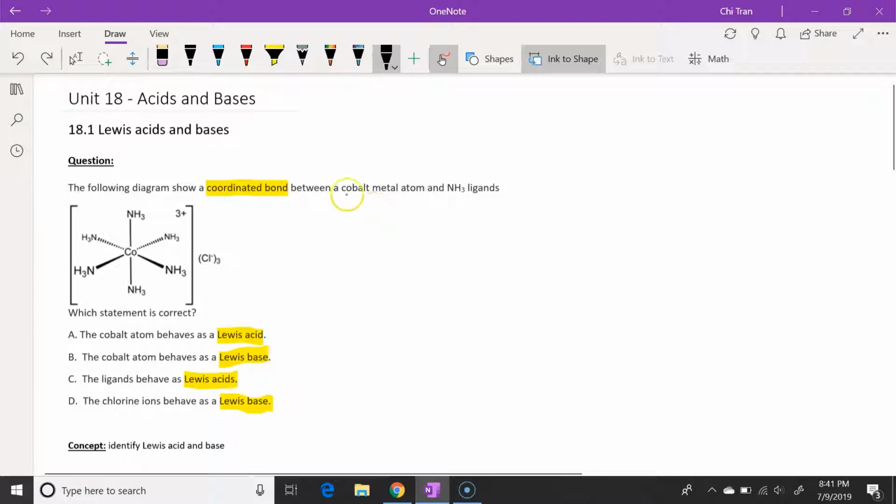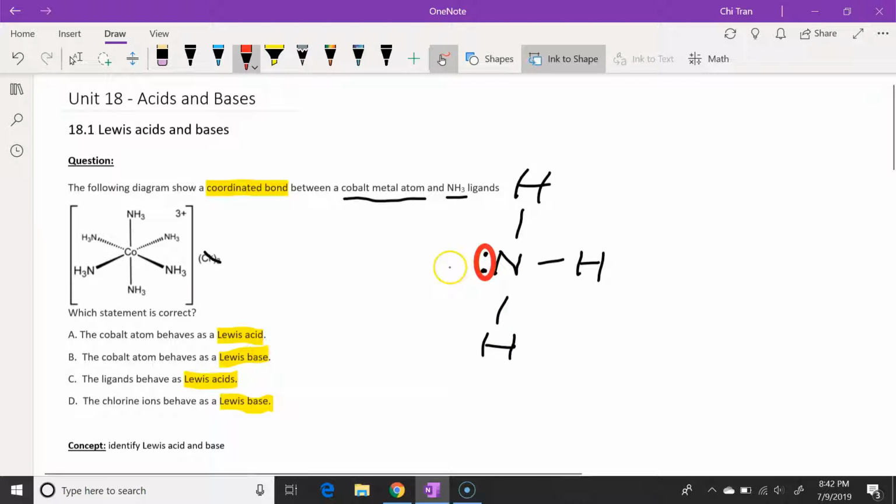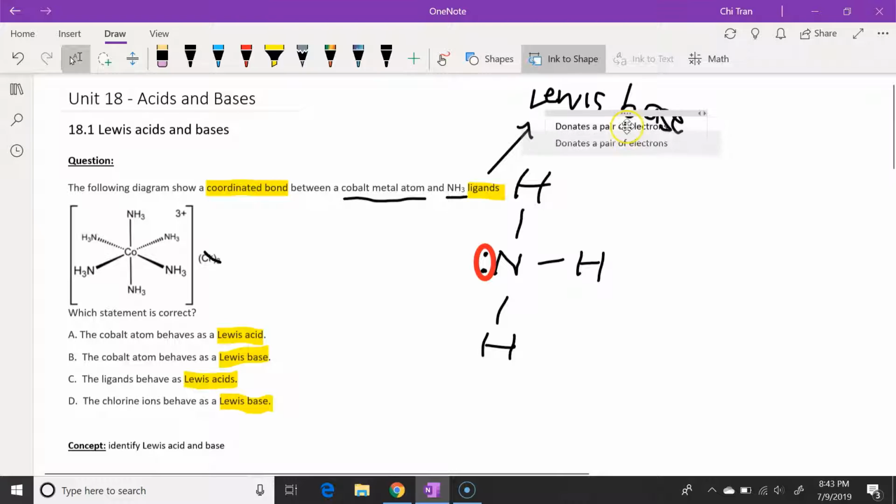So in the question, it is mentioned that the coordinated bond is between the cobalt metal atom and NH3 ligands. So we can rule out chlorine as one of the answers. Let's draw out NH3 as an individual molecule and fill out all the valence electrons. And we can see there is a pair of electrons that can be bonded in a coordinated bond. Therefore, NH3 can act as a Lewis base because it has the ability to donate a pair of electrons. And a faster way to remember this is that ligands always act as a Lewis base.